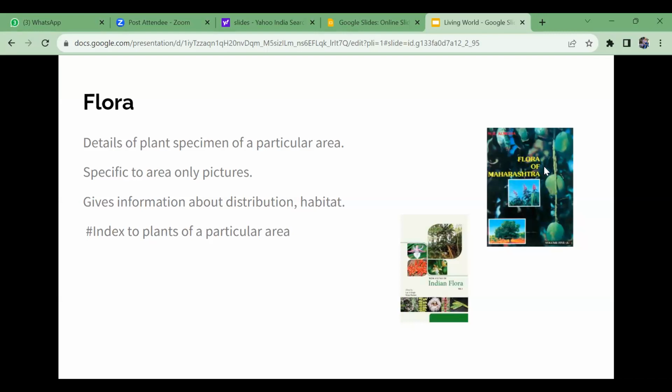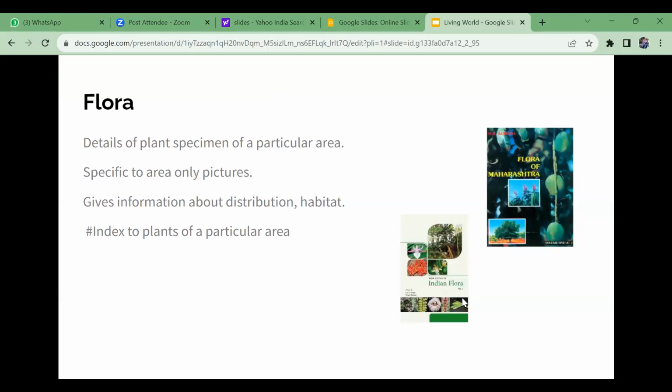Now flora of Mumbai. So I can't take a plant from Pune and search its information in flora of Mumbai. So I have to search the information in flora of Pune. I can search in flora of Maharashtra. That will work because Pune is in Maharashtra, no? Specific to area only. So whatever is in the area, it is about that.